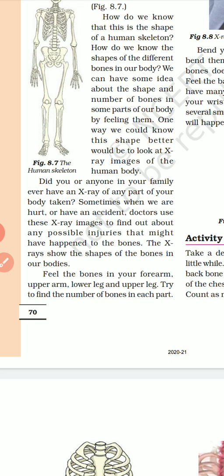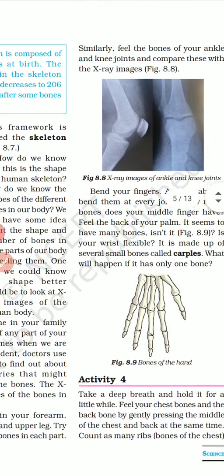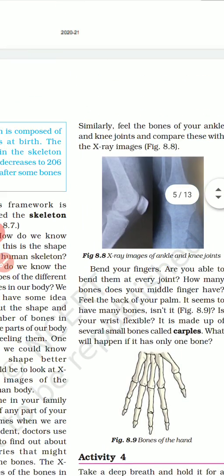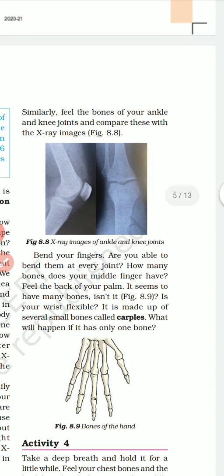Feel the bones in your forearms, upper arm, lower arm and upper leg, lower leg. Try to find the number of bones in each part. Similarly, feel the bones of your ankle and knee joints and compare these with the X-ray images.